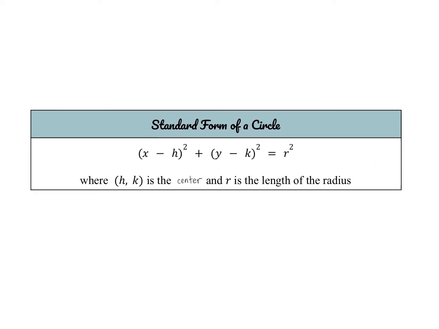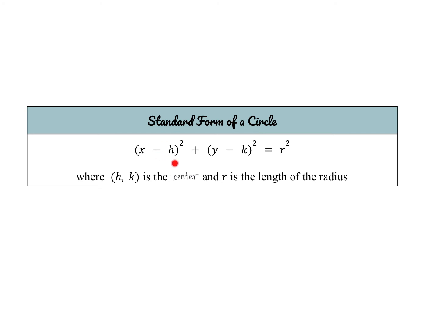All right, so here you can see the equation that we just derived. So again, (x − h)² + (y − k)² = r². (h, k) is going to be the center, which is what we used in our derivation, and r is the length of our radius. Now notice that the equation is r squared, so if you're trying to find the length of the radius, you do need to take the square root of this value.